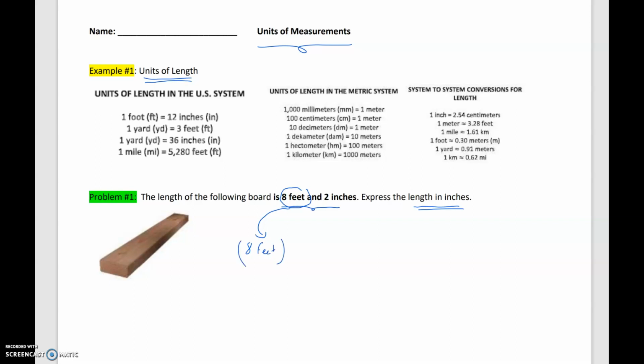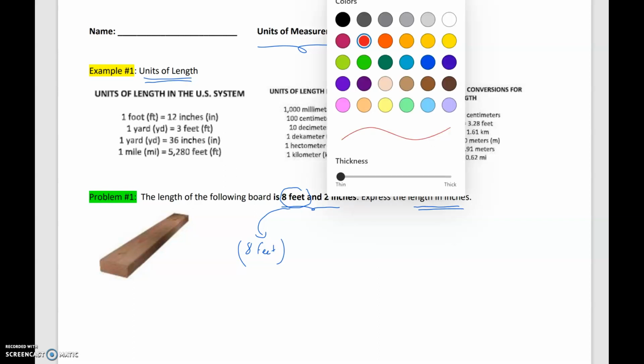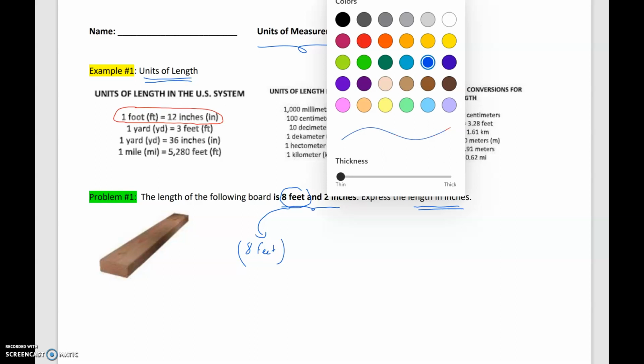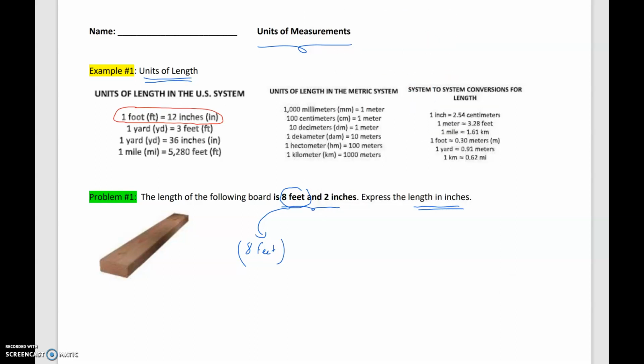And then what I'm going to do is make proportions. The actual unit is up here with the formulas. So in this case, 1 foot is equal to 12 inches. Which in the way to actually change this problem, we have 8 feet. And what I'm going to do is a proportion. So in this case, 1 foot is equal to 12 inches.